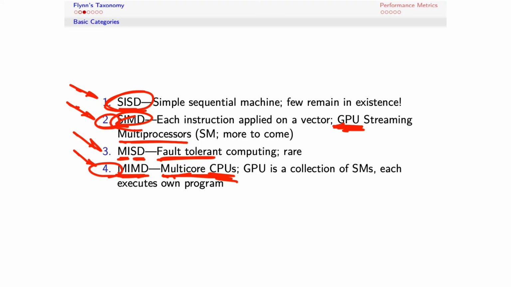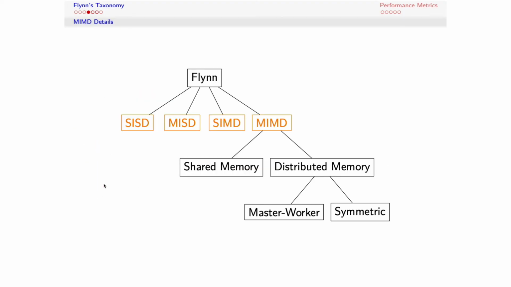Let's drill down into the MIMD category a little bit more. I've simplified Flynn's Taxonomy here to just show the basic architectures, and I want to look at the multiple instruction, multiple data architecture. We'll see that we can split this into two very distinct types of architectures called shared memory and distributed memory. And then within the distributed memory, there's a further division.